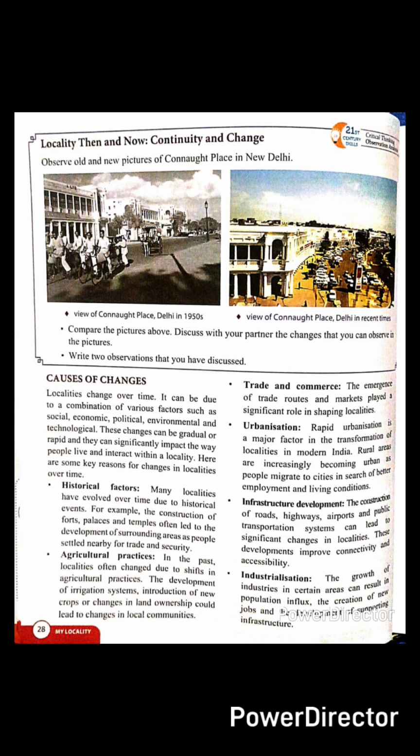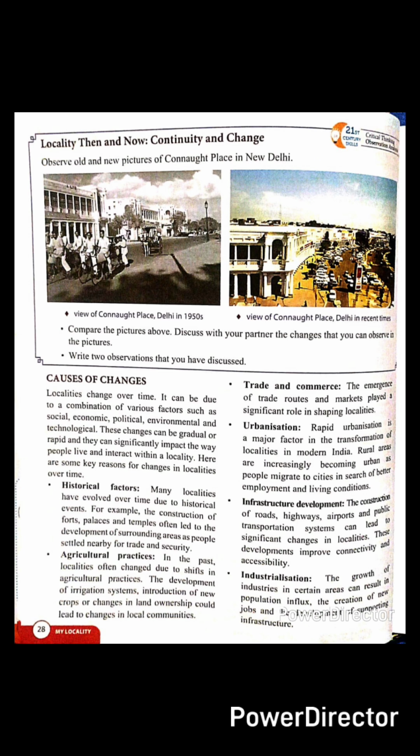First, historical factors. Many localities have evolved over time due to historical events. For example, the construction of forts, palaces, temples often led to the development of surrounding areas as people settled nearby for trade and security. Agricultural practices: in the past, localities often changed due to shifts in agricultural practices. The development of irrigation systems, introduction of new crops, or changes in land ownership could lead to changes in local communities.